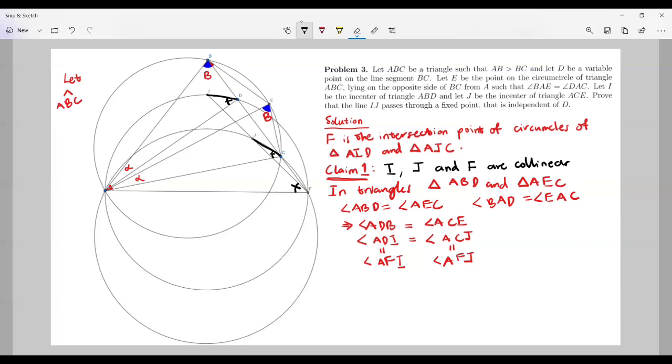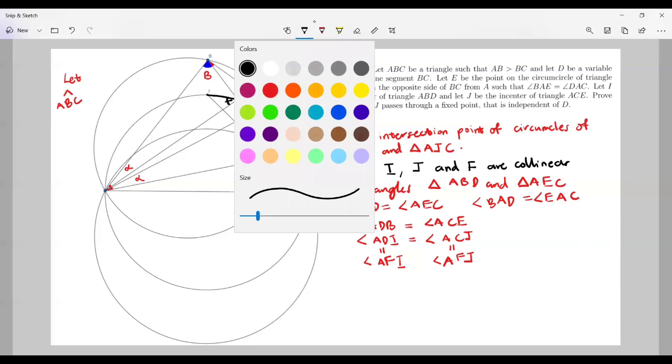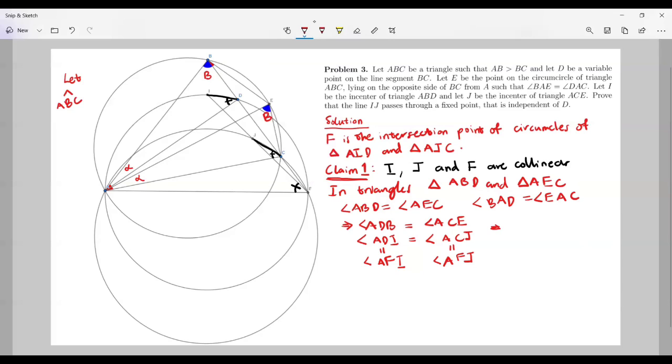Okay, so this claim is proved. So this implies I, J, F, that's this whole bit here, are collinear.